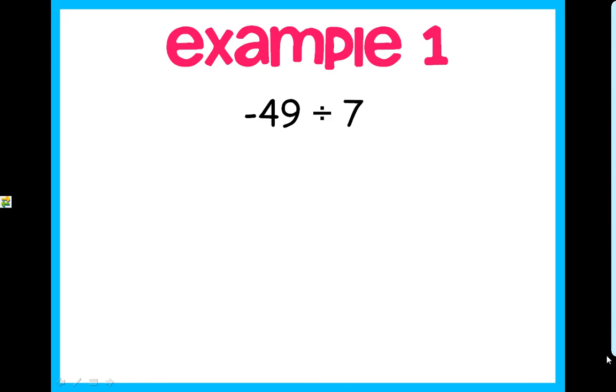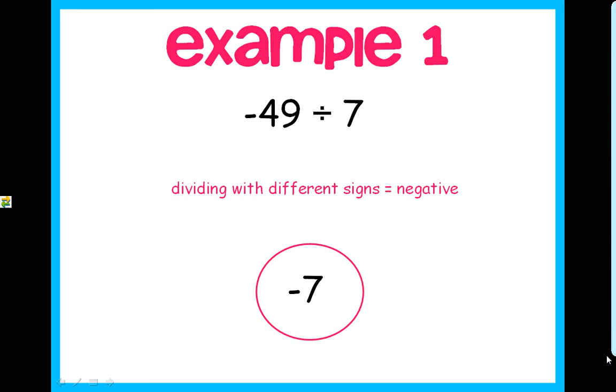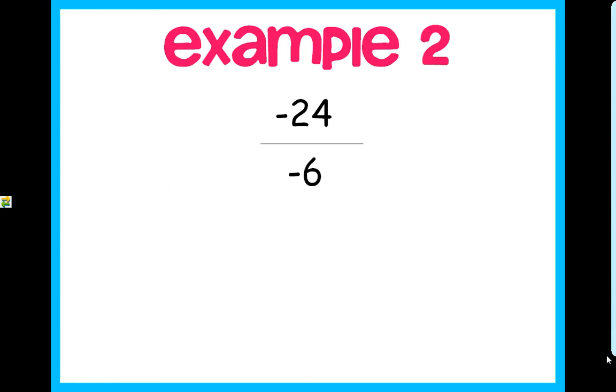So let's look at example number 1. We are dividing with different signs, so the answer is going to be negative. So if you just look and think, okay, what's 49 divided by 7? That gives you 7, but because they're different signs, the answer will be a negative 7. So a negative 49 divided by a positive 7 is equal to a negative 7.